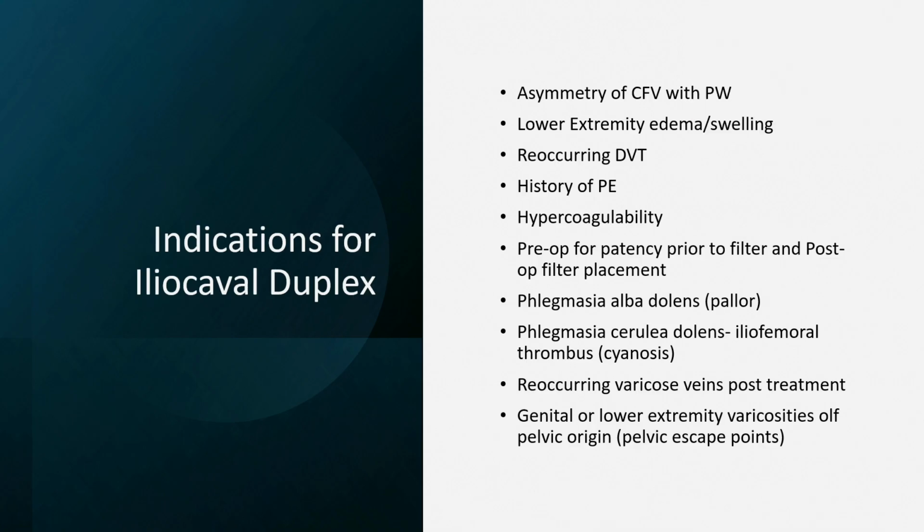One of the things that would indicate they need an iliocaval duplex, like I said, is that we evaluate their symptoms based on the CEAP score and order that. Maybe the lower venous was all that was ordered, maybe you were just doing a DVT exam in a patient, but you had asymmetry of the common femoral vein, that would indicate that you would need to go higher.